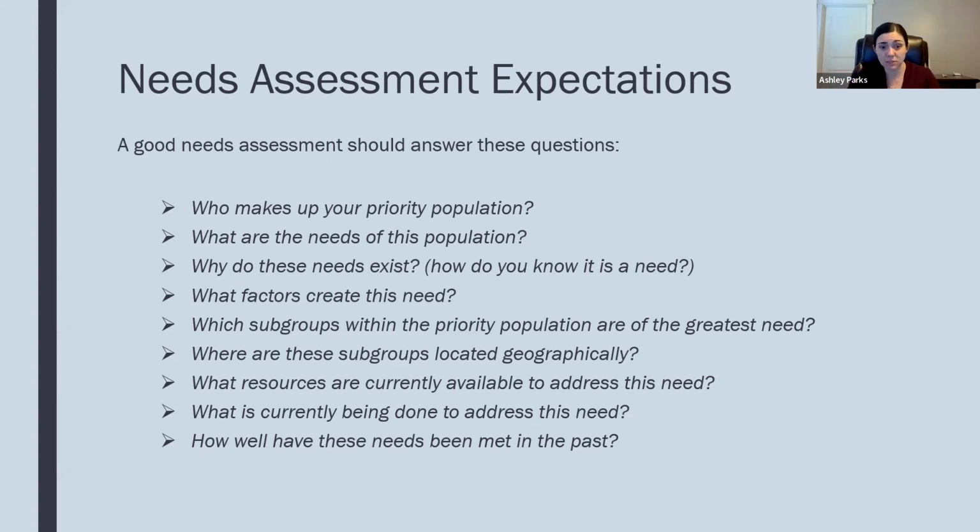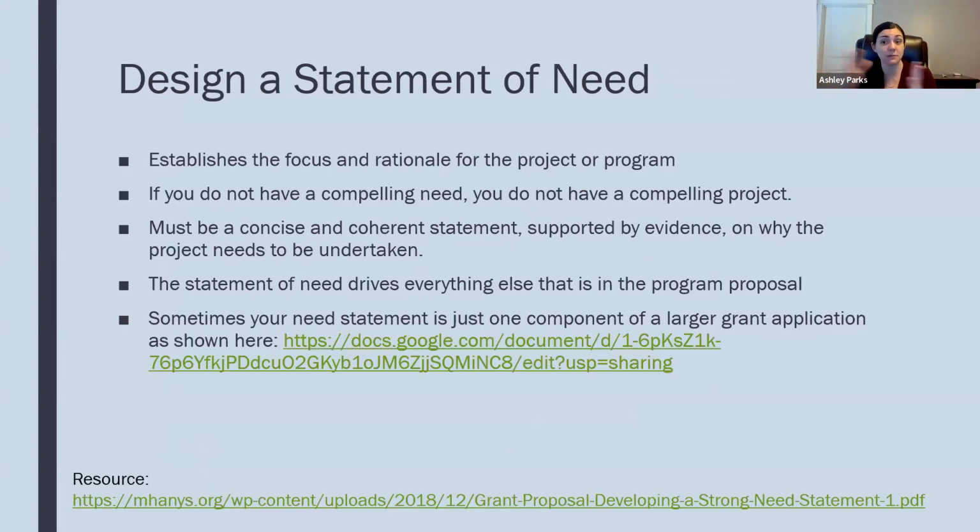Do we have resources to address these needs? What additional resources do we need? How are we currently addressing it? And how well have these needs been met in the past? Where are those big gaps in what we've been able to do? And that helps us design a full statement of need.